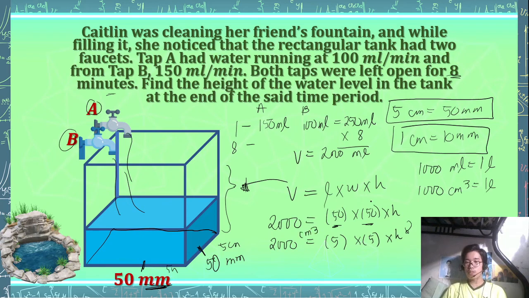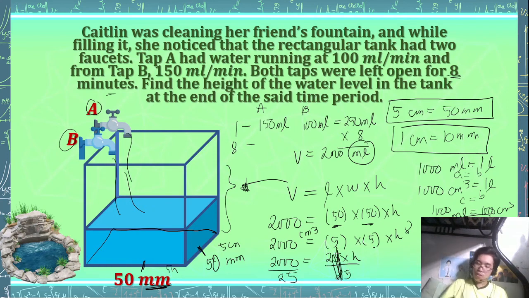So why is this cubic cm? A while ago it was milliliters. Well, 1000 ml is equal to 1000 cubic cm. It's kind of like A is equal to B and C is equal to B, therefore A is equal to C. Using that logic, we have 2000 is equal to 25 times the height. And to get the value of the height, we just divide both sides by 25.